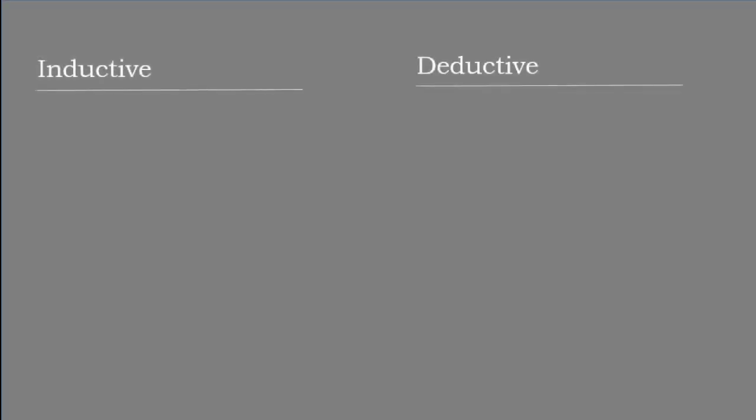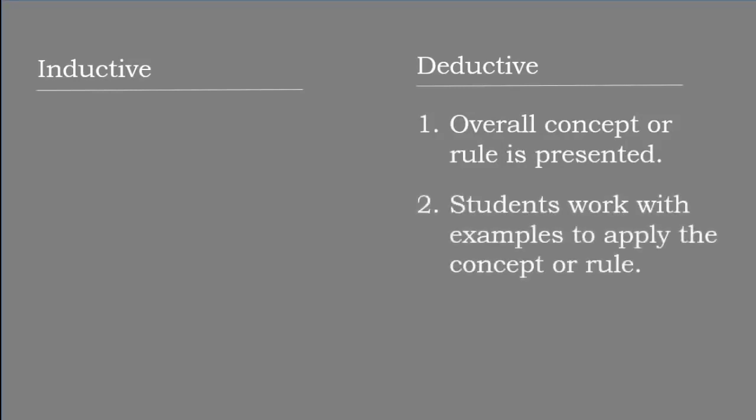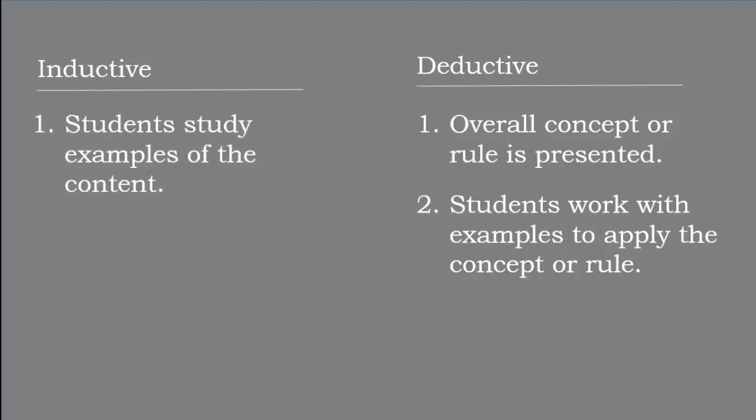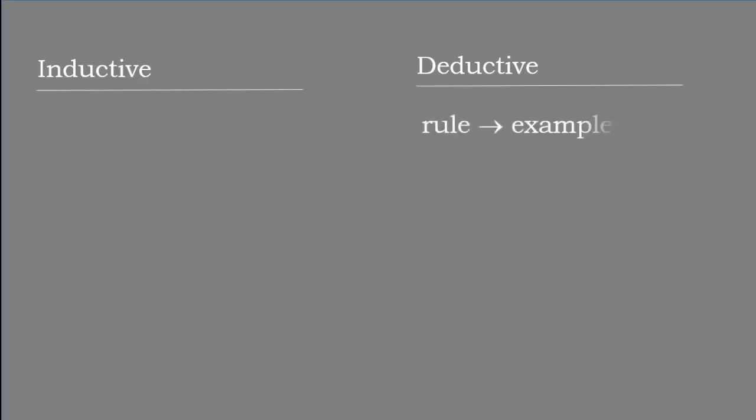In deductive instruction, the overall concept or rule is presented first. Then students work with examples to apply the concept or rule. In inductive instruction, that order is reversed. Students study examples of the content first, then they make generalizations, leading to an understanding of the rule. The order of deductive learning is rule to examples. In inductive, it's examples to rules.